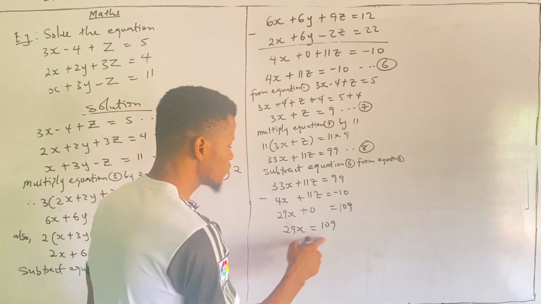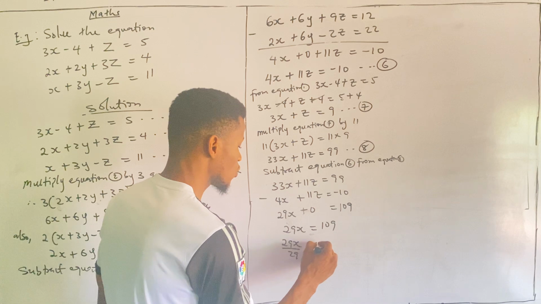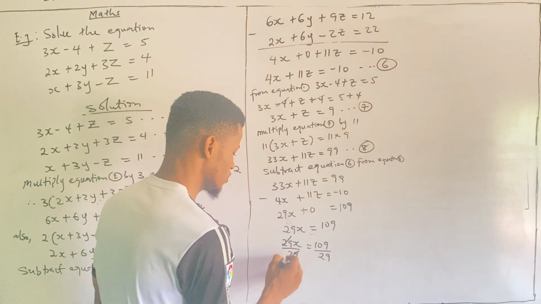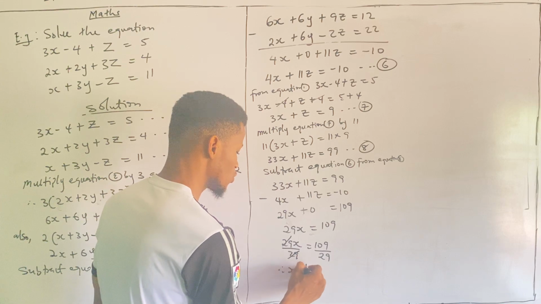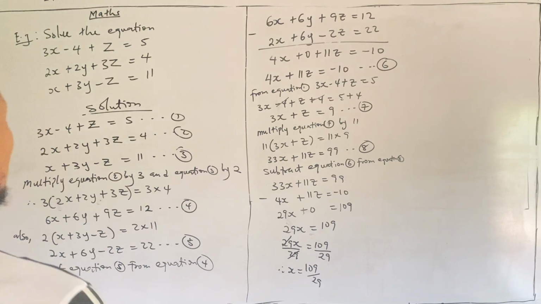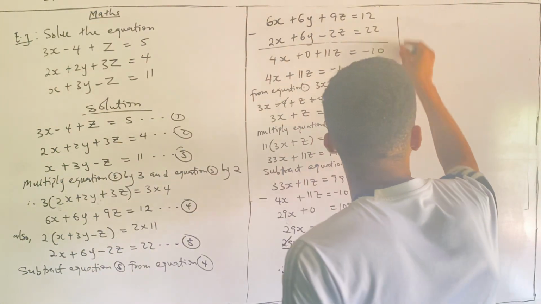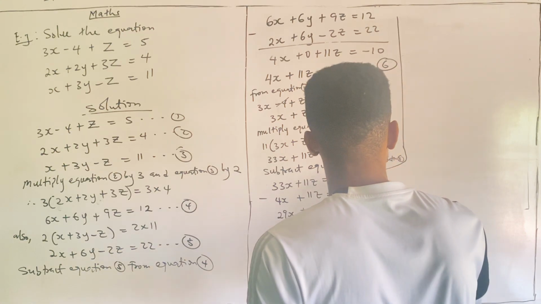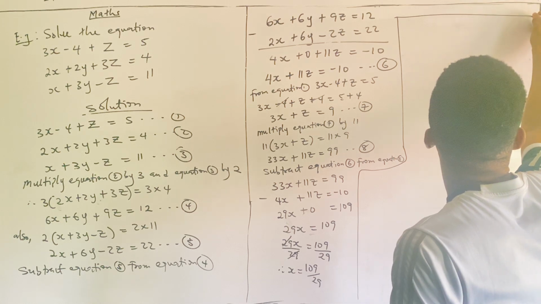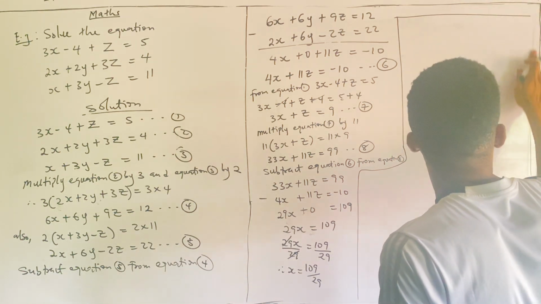At this point, we divide both sides by 29, so we have 29x over 29 equals 109 over 29. So 29 cancels 29, so therefore our x is 109 over 29. So we have gotten our x, so the next one is to find y. So let's find y here.